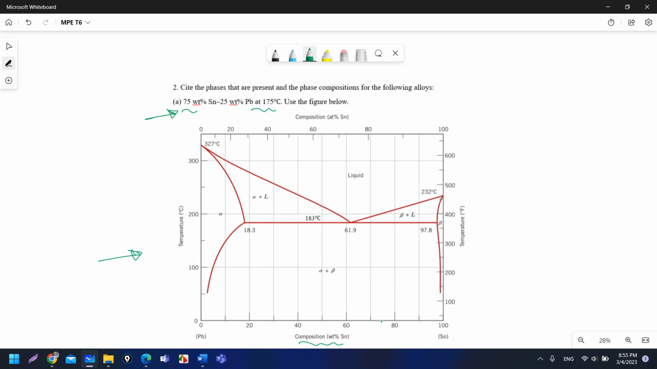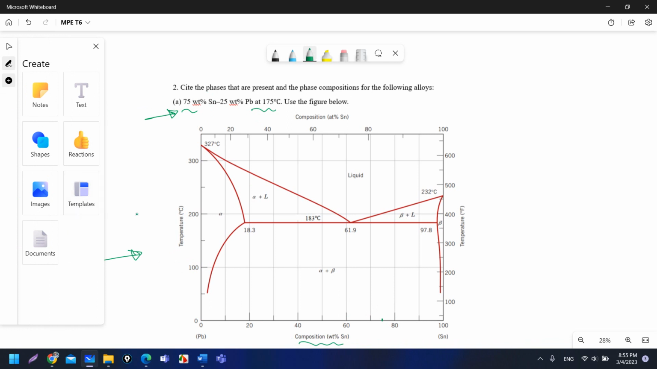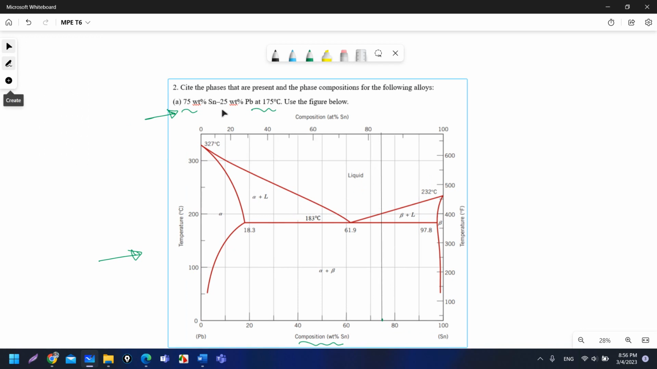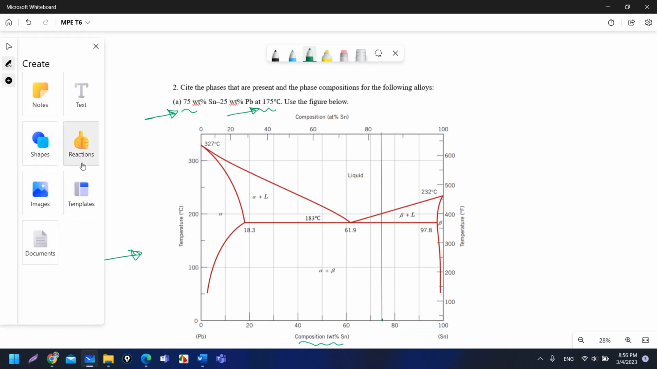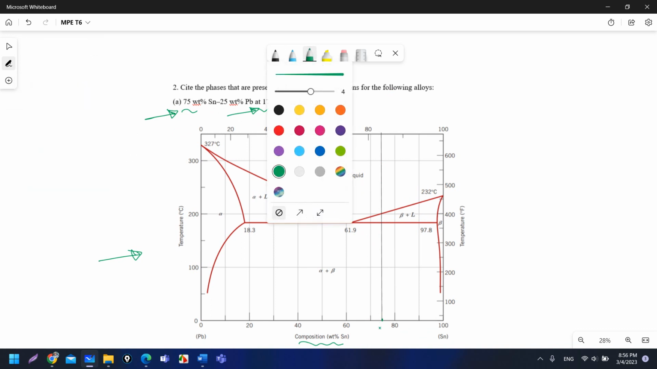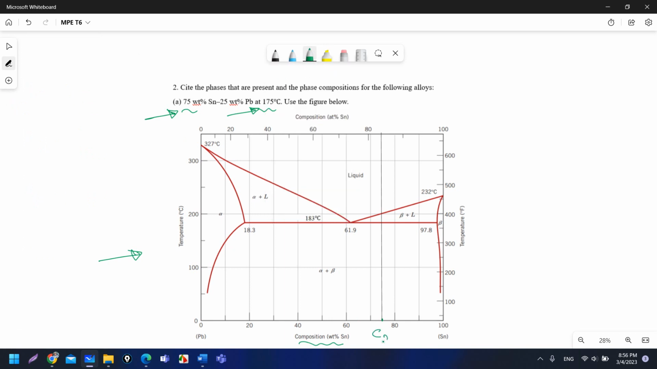So 75 is here. If I draw a line that represents the 75 composition of Sn, it will be something like this. Then at 175 degrees Celsius, the line passes through the whole phase diagram, but I need specifically 175 degrees Celsius. So I need also to draw another line. This line that we already drew, usually we represent the composition of the alloy given in the question by C0.